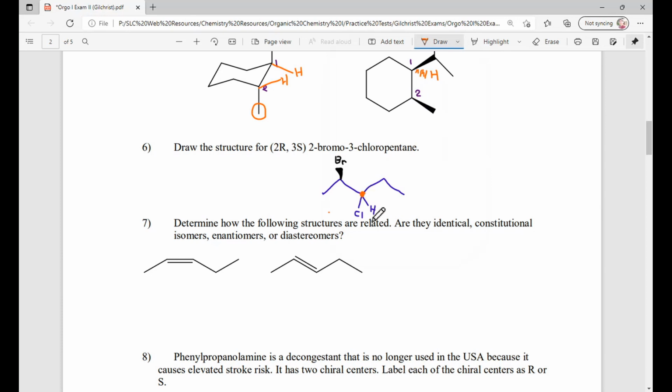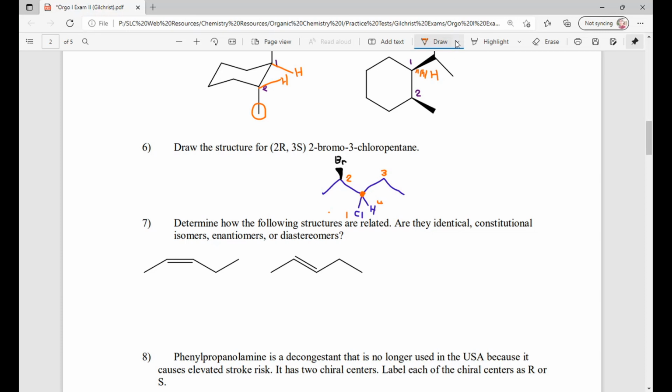What's the highest priority group here? The chlorine. And what's the next highest priority group? The carbon attached to the bromine. Mm-hmm. And the next one? The ethyl, right? Yeah, I figure you already knew that. And then the hydrogen. In this case, obviously we ignore the hydrogen. We just look at the first 3.